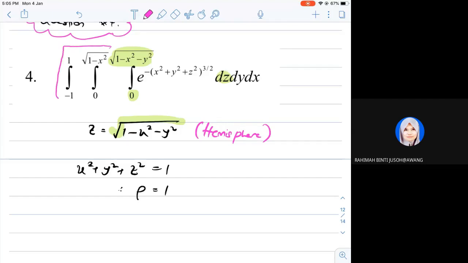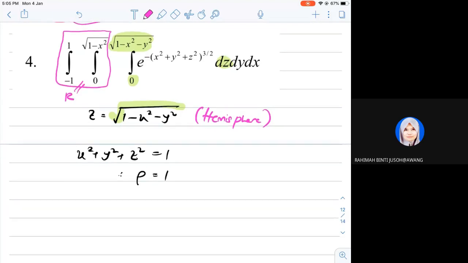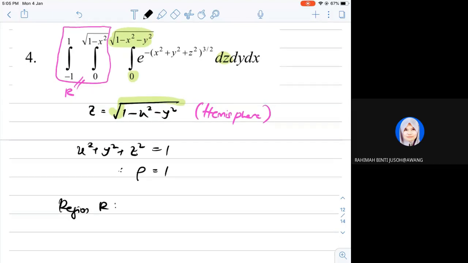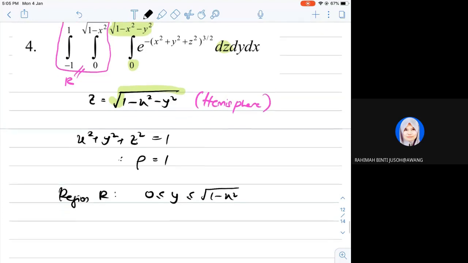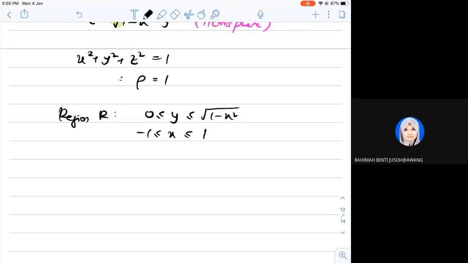Guys, this one. Limit for x dengan y ni, ini adalah region R kan? Tadi region G tau. Keseluruhan ni region G, yang z ni. Region R kita tengok eh. Limit y is from 0 until square root of 1 minus x squared. And then x is from negative 1 until 1. Okay, x from negative 1 until 1.